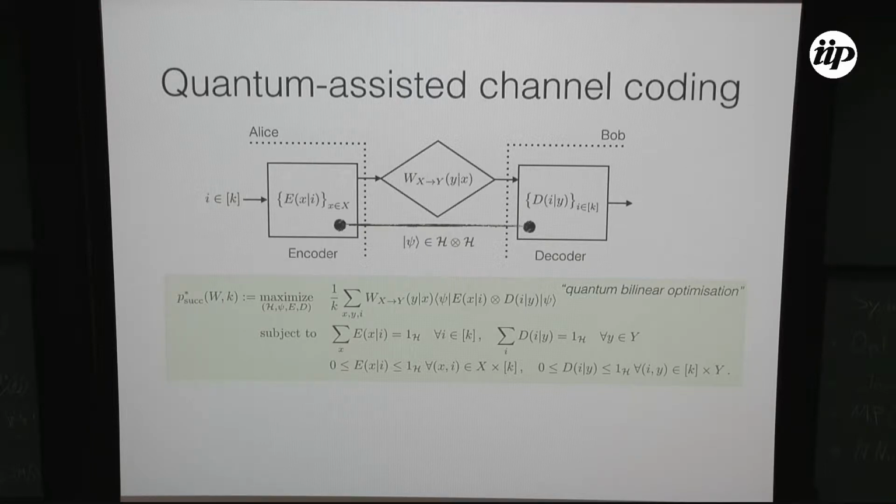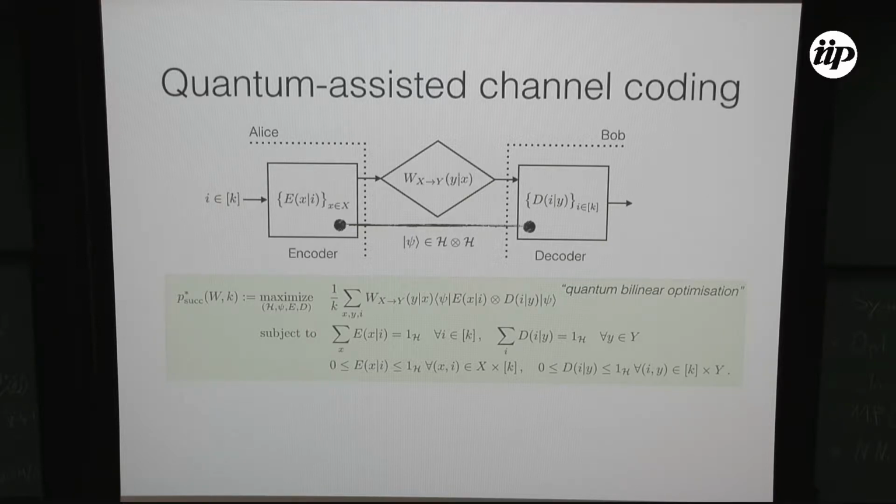Now what happens in this case? We still have the message, but now the encoder will in general be a measurement. For each message m, this will be a POVM over the alphabet X that acts on this part of the quantum state, and then puts something classical into the classical channel. Then the same for the decoder: for each y that comes out of the channel, this will again be a POVM over the alphabet of messages.